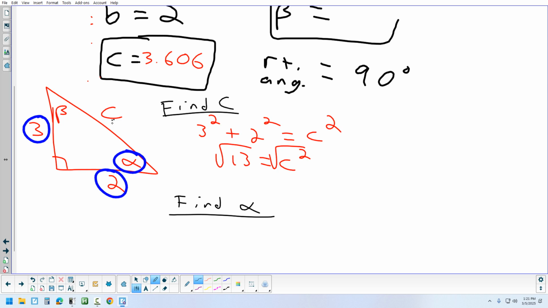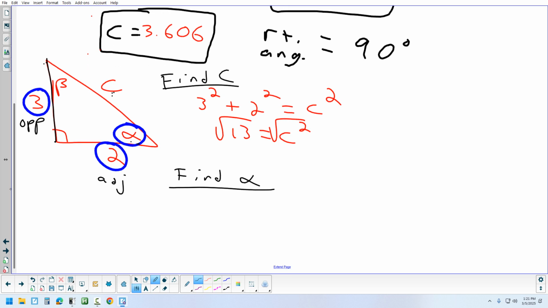What about the side that's 3 units? What position is that? Everything's from, we're finding alpha, so pretend like you're standing at alpha. Adjacent means it's next to it. This side, right here, is not next to alpha. So that's opposite. The 2 is adjacent. What trig function is that? Tangent.